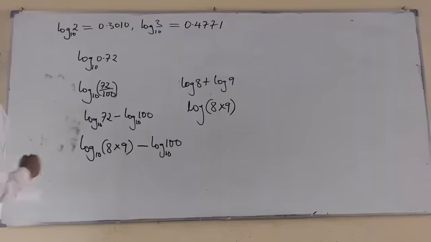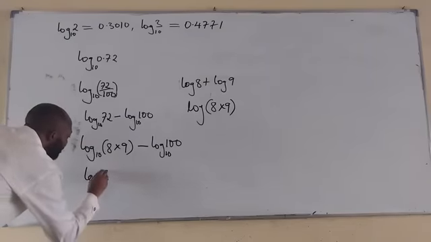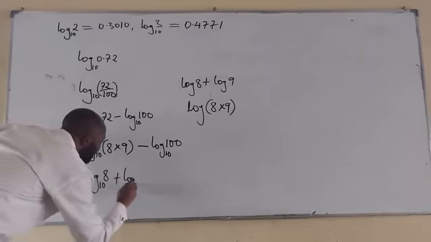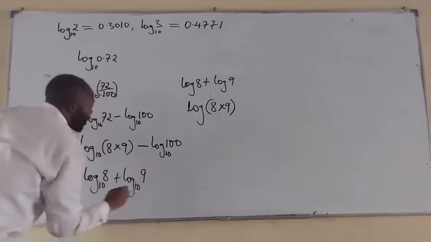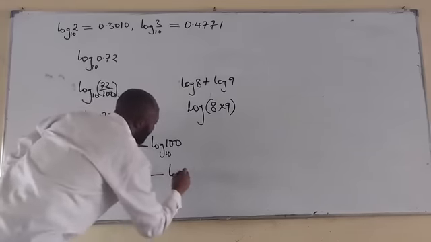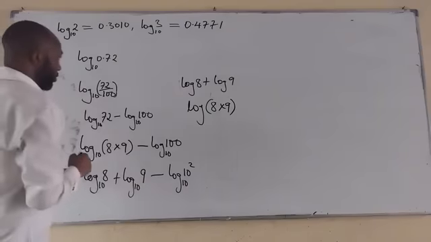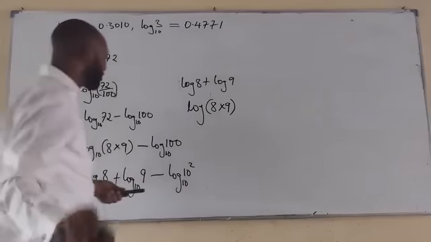So now I can break them down by saying log in base 10, 8 plus log in base 10, 9 minus log in base 10, 100. 100 is the same thing as 10 raised to the power 2. So please let me take the other side of the board.